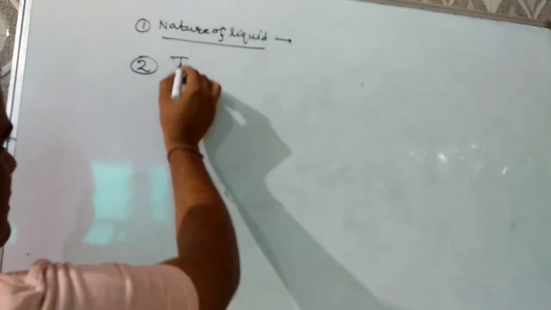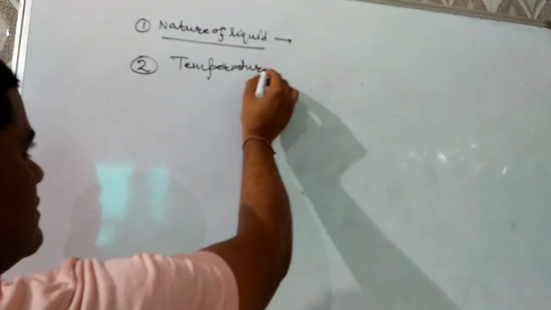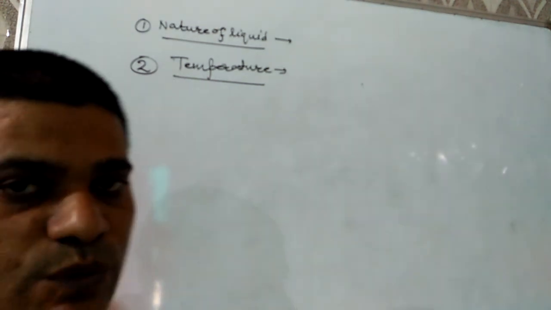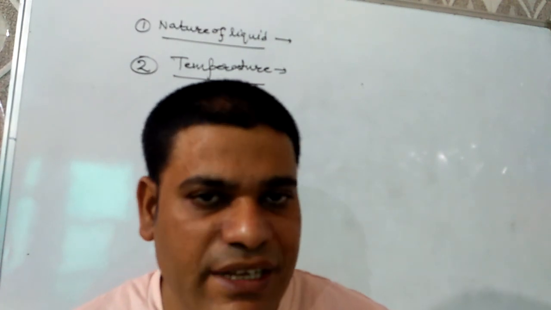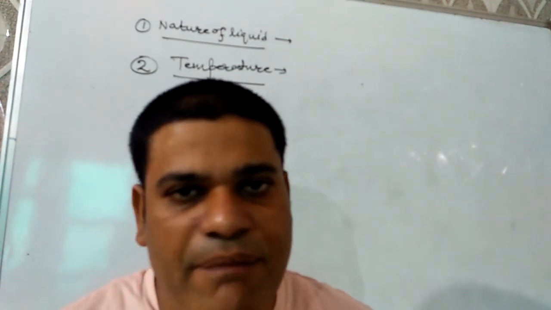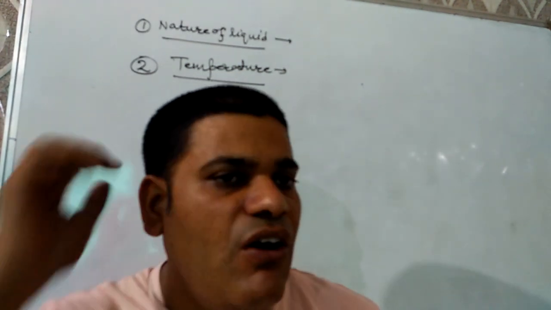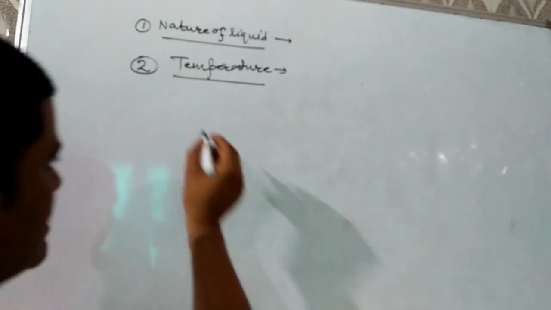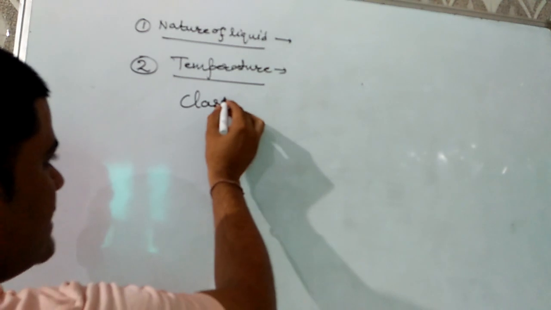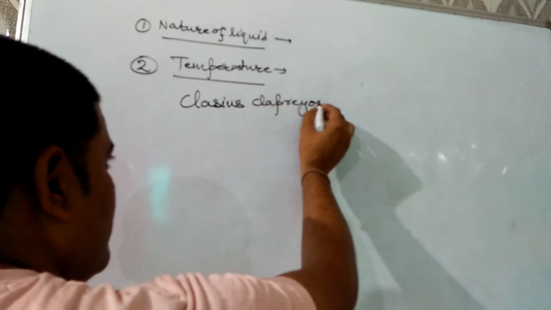Next factor is temperature. As I have mentioned, with increase of temperature, the kinetic energy of the gas molecules will increase, hence more molecules will be in vapor phase, hence more vapor pressure. Or we can say that with increase of temperature, the vapor pressure will increase, and that variation can be shown with the help of the Clausius-Clapeyron equation.